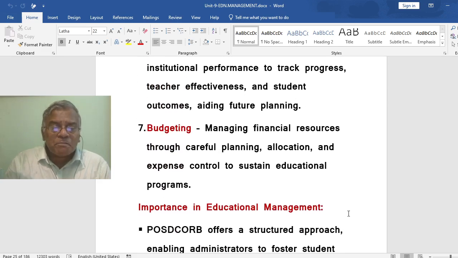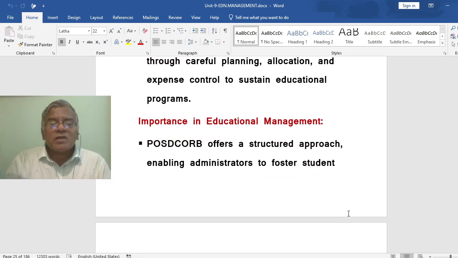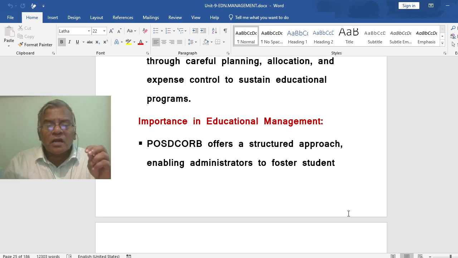What is the function of budgeting? That is managing financial resources through careful planning, allocation and expense control to sustain educational programs. What is the importance in educational management? I mean, what is the importance of POSDCORB in educational management?